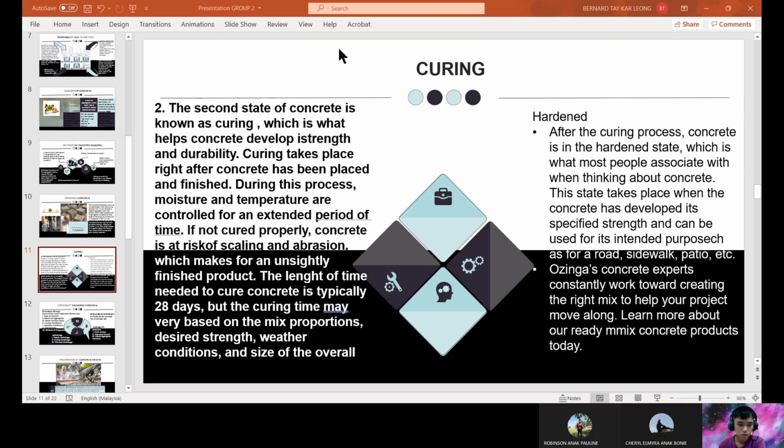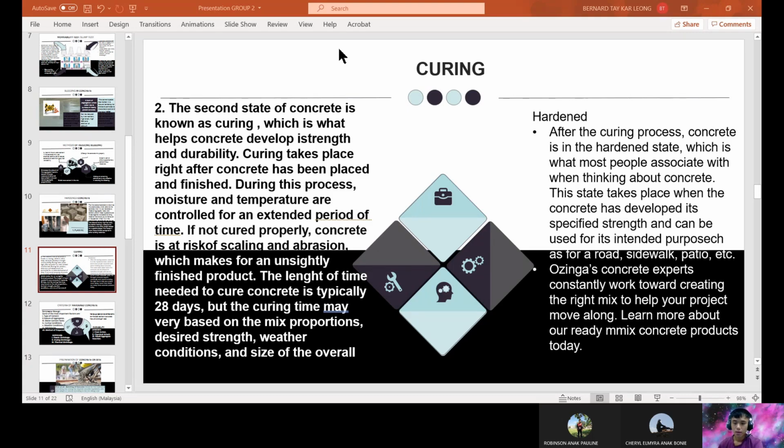If not cured properly, concrete is at risk of scarring and abrasion, which makes for an unsightly finished product. The length of time needed to cure concrete is typically 28 days, but the curing time may vary based on the mix proportions, desired strength, weather conditions, and size of the overall project.